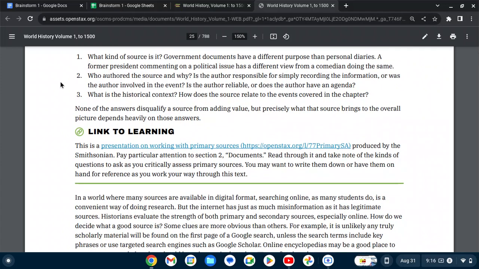What kind of source is it? Government documents have a different purpose than personal diaries. A former president commenting on a political issue has a different view from a comedian doing the same. Who authored the source and why? Is the author responsible for simply recording the information, or was the author involved in the event? Is the author reliable, or does the author have an agenda? What is the historical context? How does the source relate to the events covered in the chapter? None of the answers disqualify a source from adding value, but precisely what that source brings to the overall picture depends heavily on those answers.